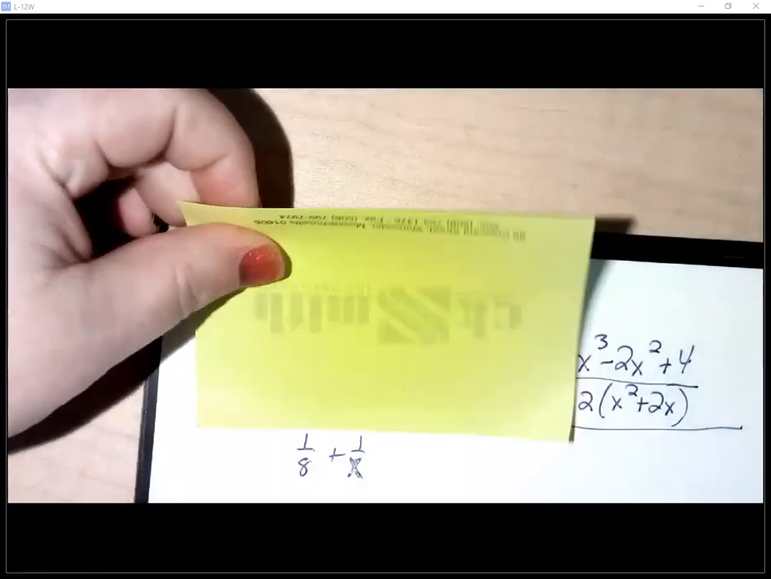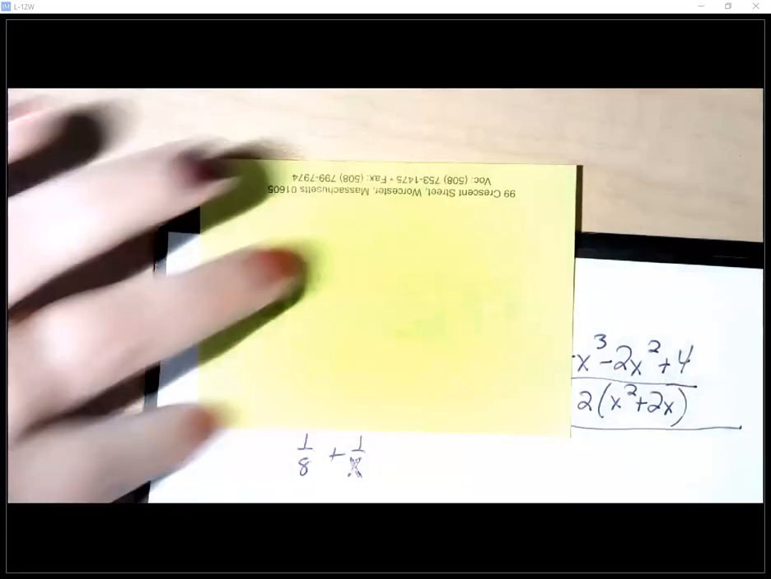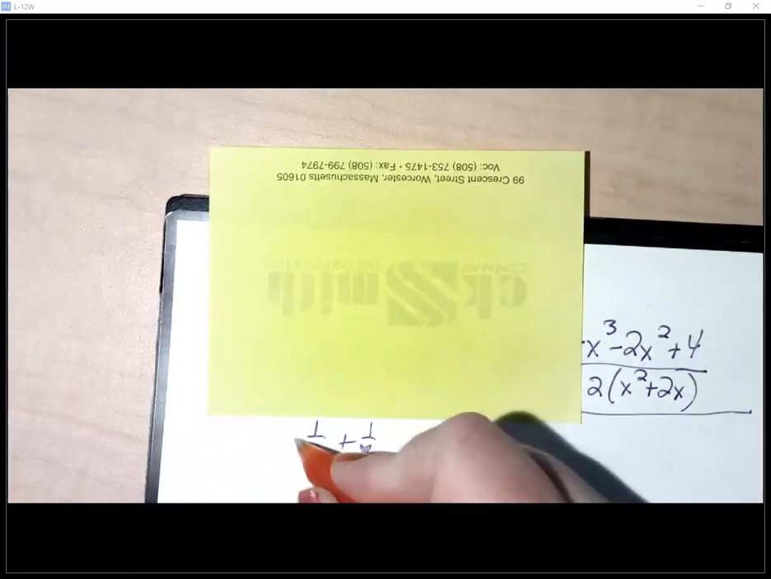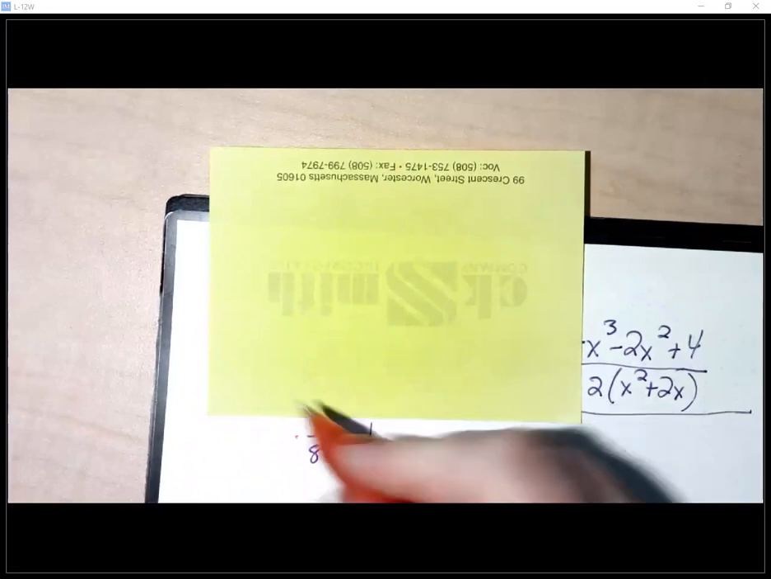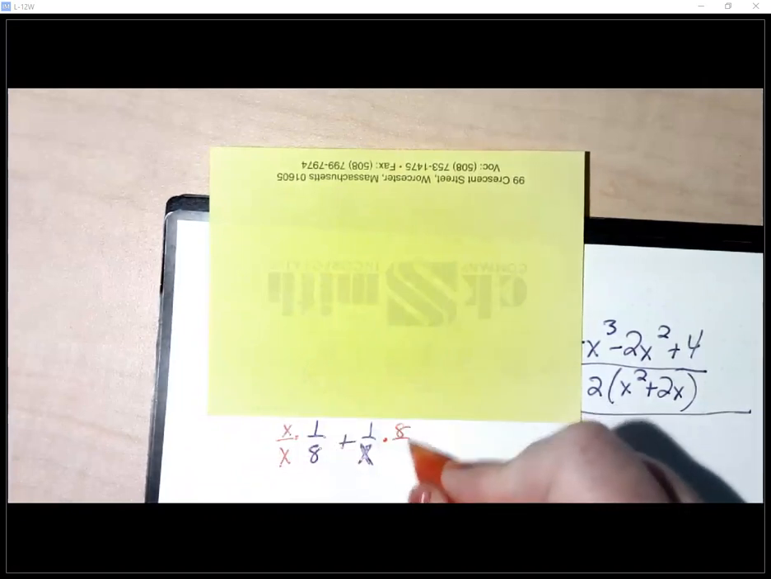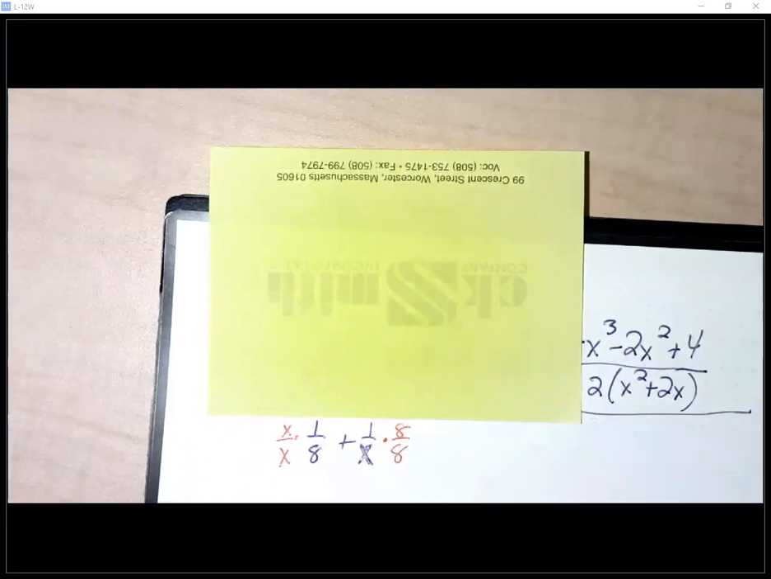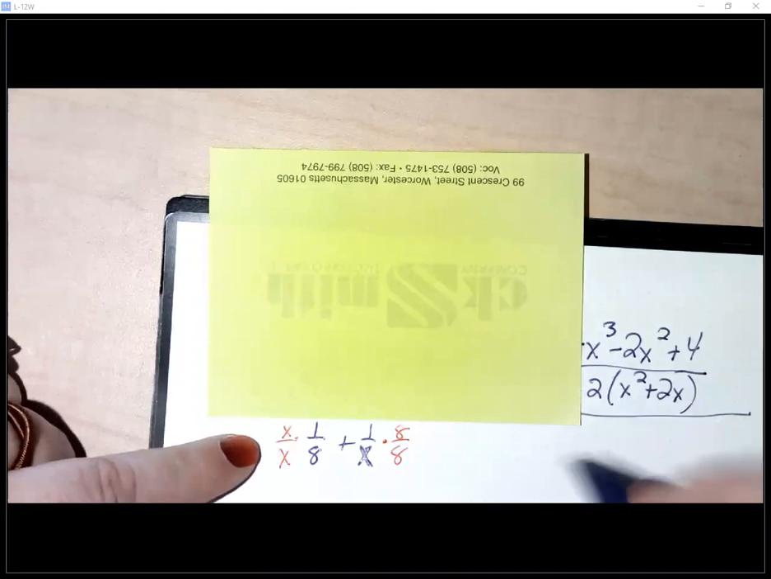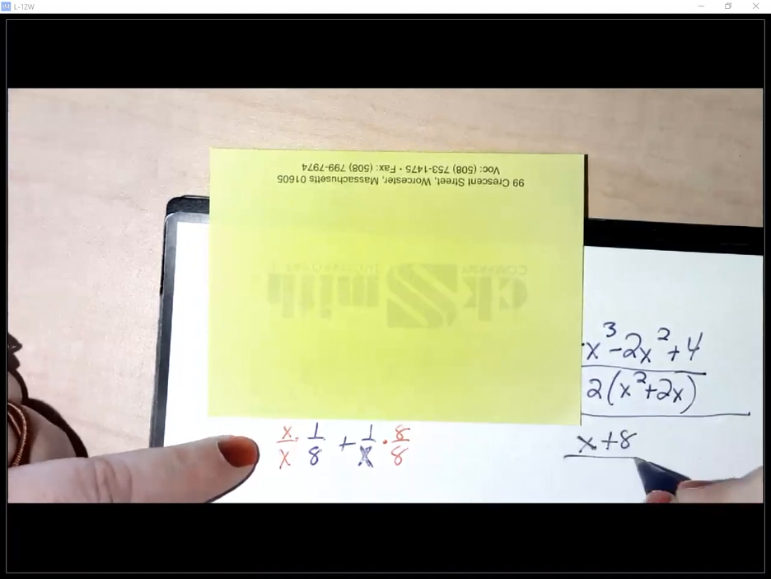So I'm going to ignore the numerator for a moment and just look at this denominator. Oh, okay, this is doable. How am I going to get these the same? I'll have to multiply this one by x over x, this one by 8 over 8. So when I do that, I'm going to get x plus 8 over 8x.